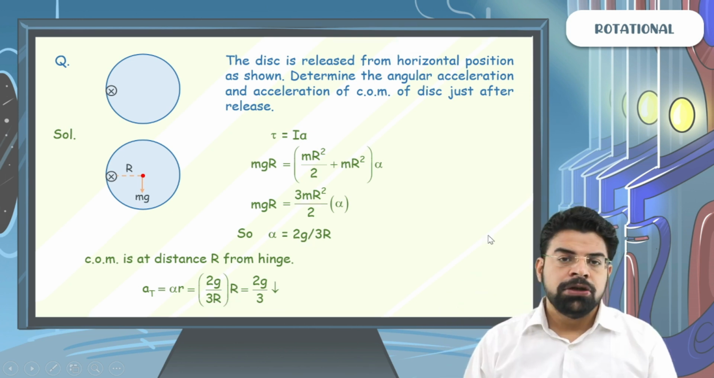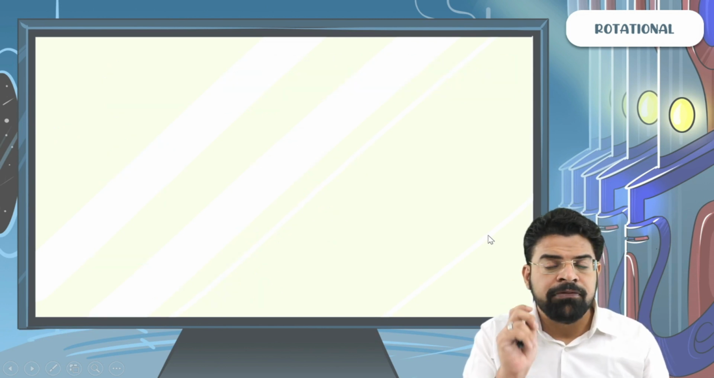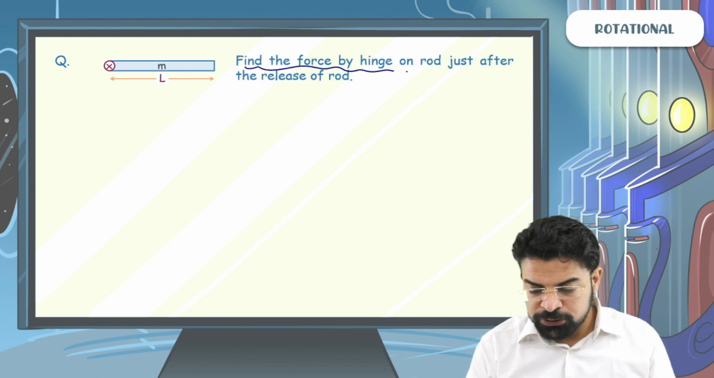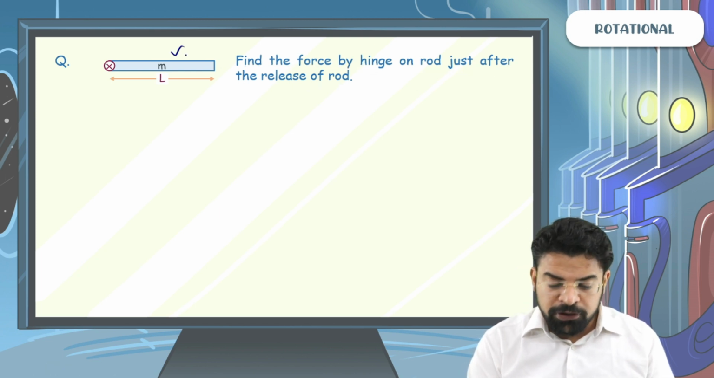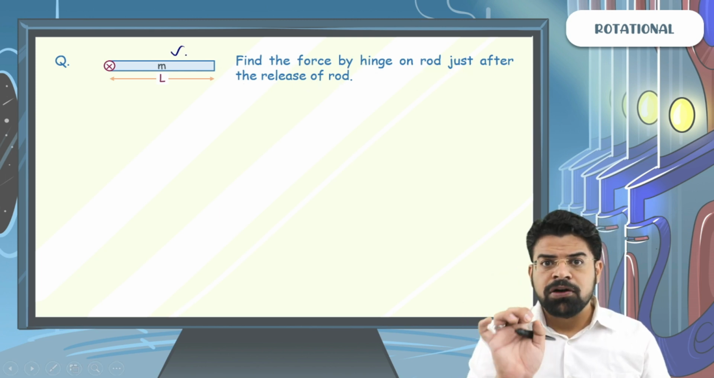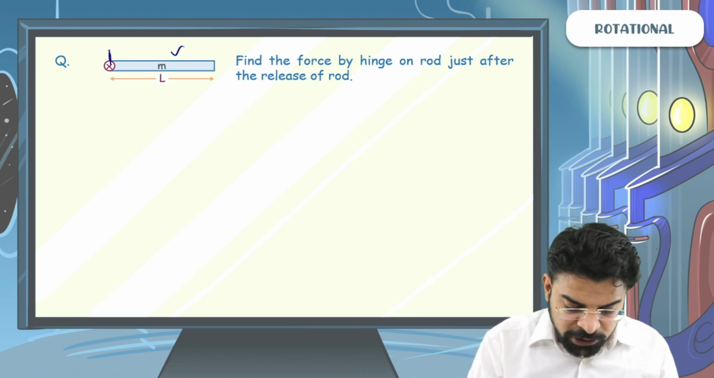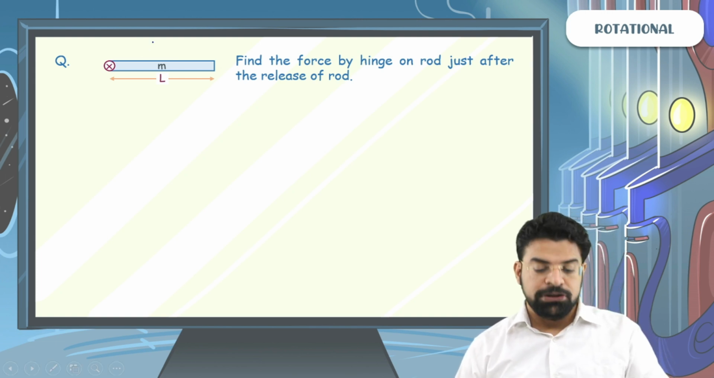Easy. So now we are going to use these two examples of rod and disc, but this time we will try to find the force by the hinge. So the question is, find the force by the hinge on the rod just after the release of the rod. So we have already done this question. What will be the alpha of the rod? What will be the acceleration of the center of mass? This time the new question is, we need to find the force by the hinge on the rod just after the release of the rod.